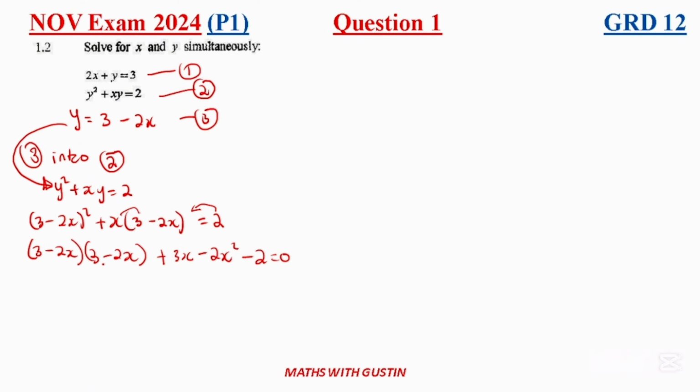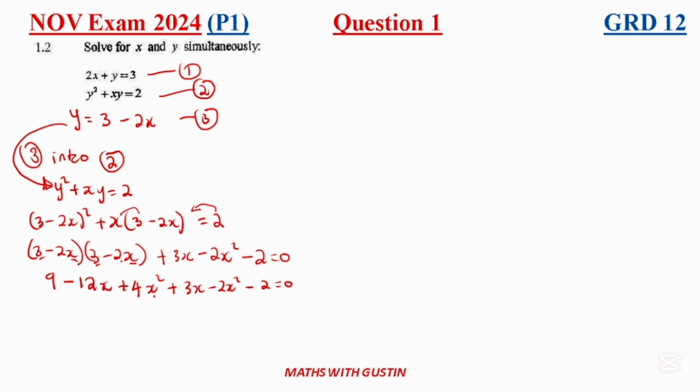is equal to 0. Therefore now here, when you remove the bracket, 3 times 3 is going to give us 9. 3 times negative 2x is going to give us negative 6x, and another negative 6x here, which when you add together will give us negative 12x. Therefore negative times negative is positive. 2 times 2 is 4. Then x times x is going to give us x squared.